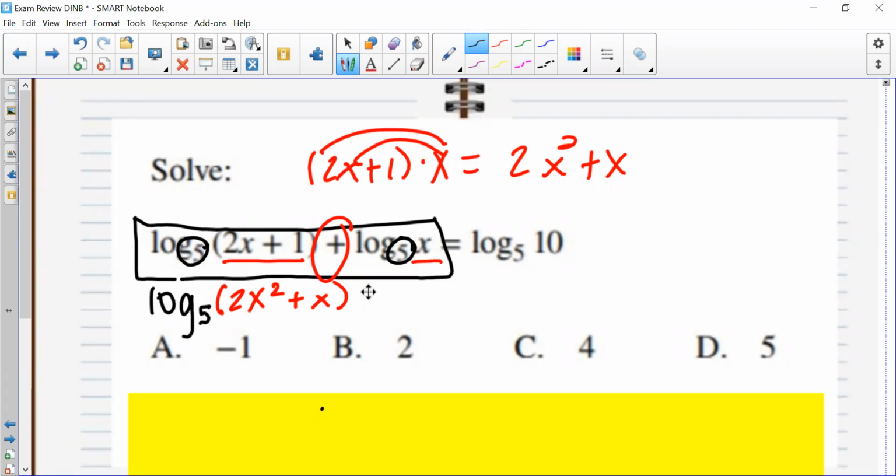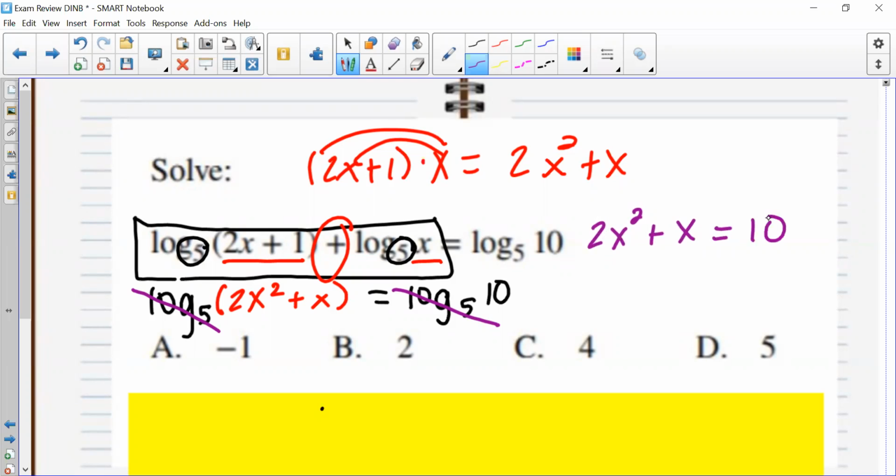All right, and then this other side, the right-hand side, is already just 1 log, so we'll leave it. And then if there's a log on both sides, like we have here, then once we are down to 1 log on each side, you can get rid of the logs and just set the inside pieces equal. 2x squared plus x is equal to 10. And then solve your equation.